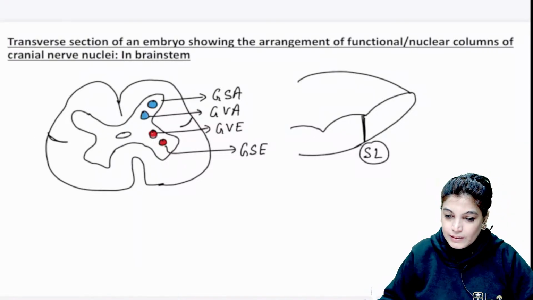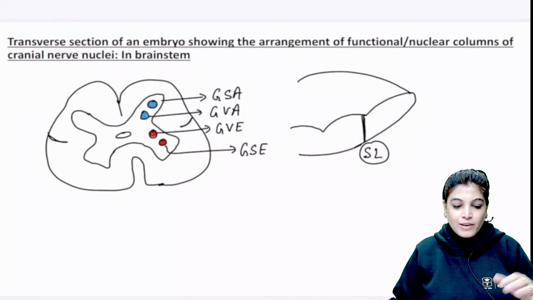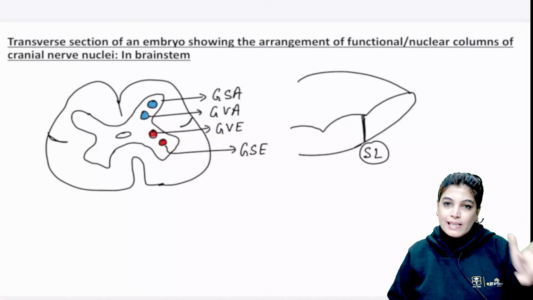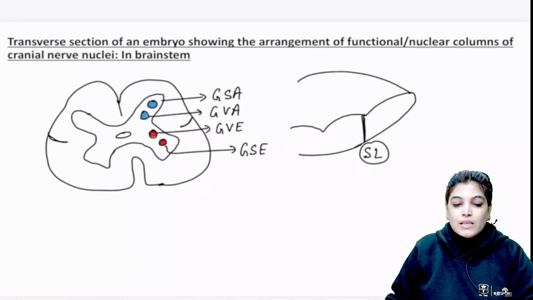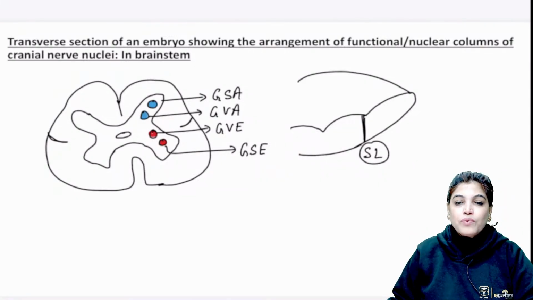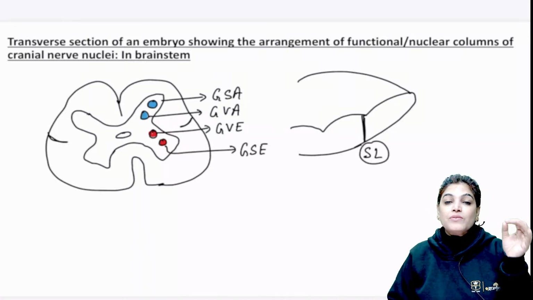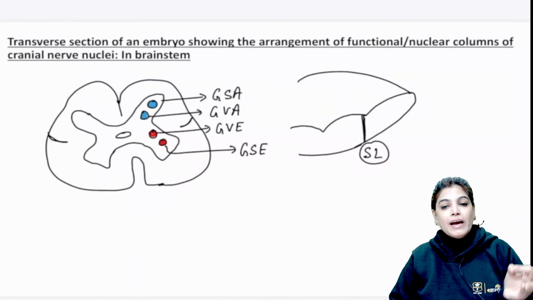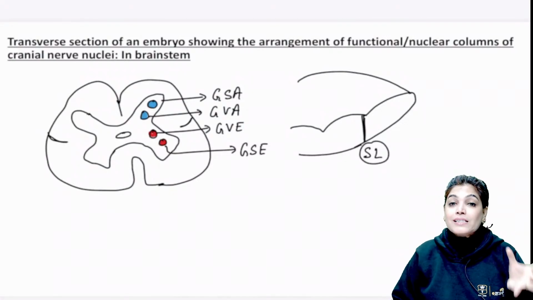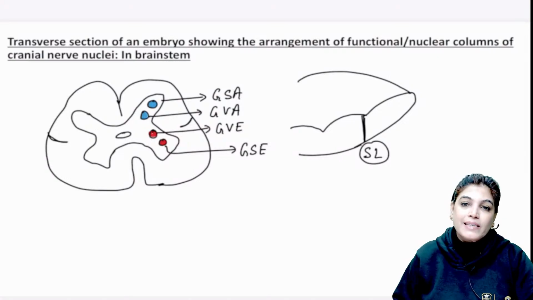Now, in the second diagram, I want to show how the 7 functional columns are formed. What happens with further development? We know that 4 functional columns are formed. In between the visceral and somatic, there is the location of another special column, which is for innervation of pharyngeal apparatus structures.